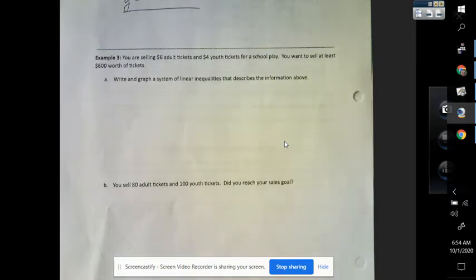You want to sell at least $600 worth of tickets. Okay. So write and graph a system of linear inequalities that describes the information above.